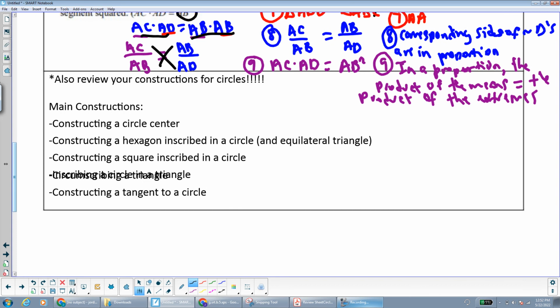Make sure to also review your constructions. Constructing a circle center, constructing a hexagon and equilateral triangle inscribed in the circle, constructing a square inscribed in the circle, and this got messed up over here, but it says circumscribing a triangle. That means drawing a circle around it by first locating the circumcenter. And inscribing a triangle, that means drawing a circle inside of a triangle by first locating the incenter, and constructing a tangent to a circle. Remember that all of the steps for these constructions can be found on Google Classroom under Unit 5 classwork. It is posted as a material.